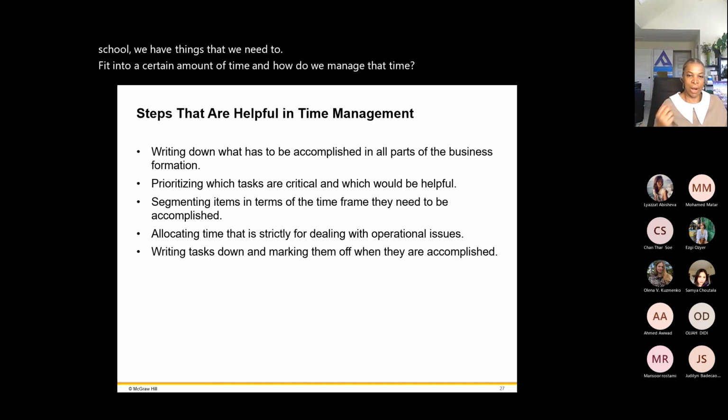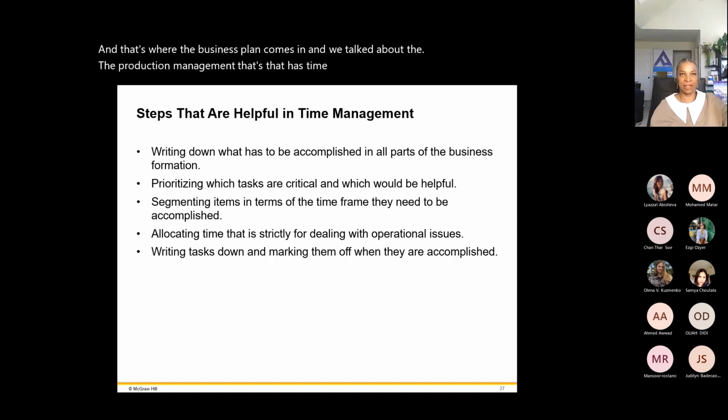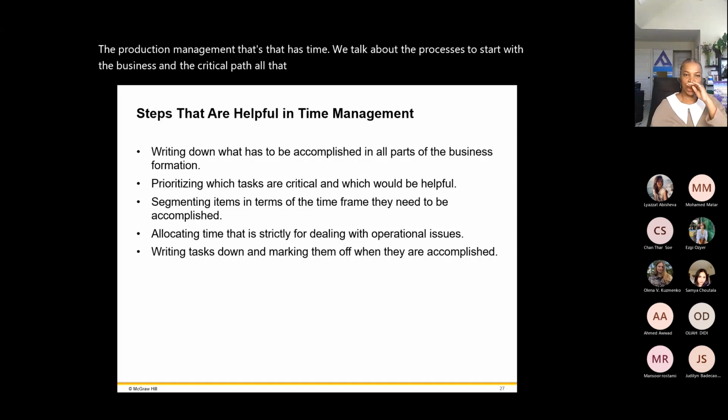effectively? So write down what has to be accomplished in all parts of the business formation. And that's where the business plan comes in. And we talked about the production management that has time. We talk about the processes to start the business and the critical path. All that is time bound. So you want to make sure that you understand the time that's involved in doing these things.